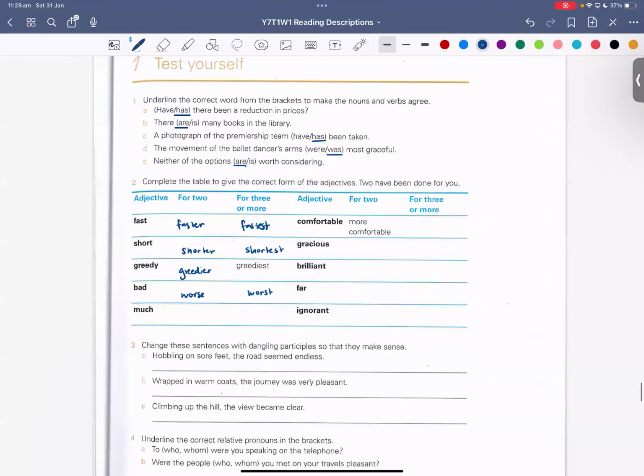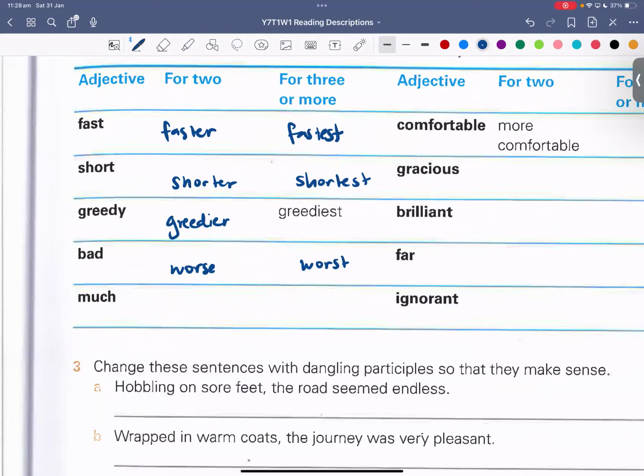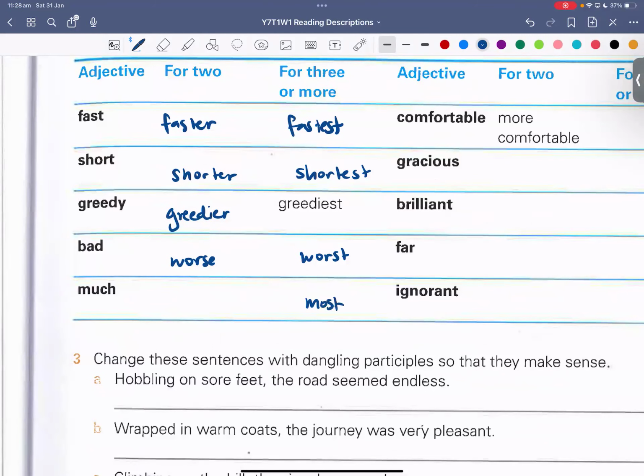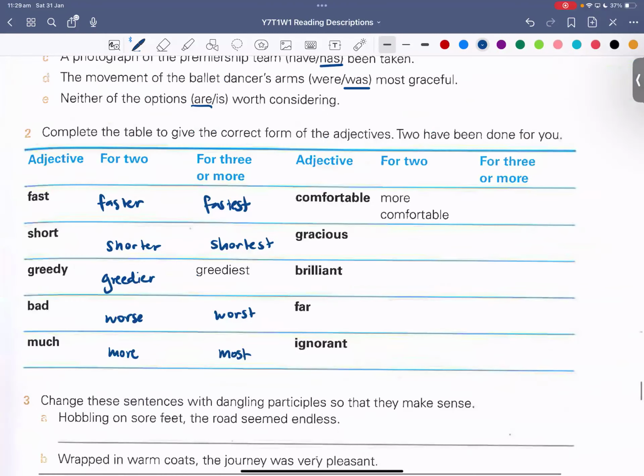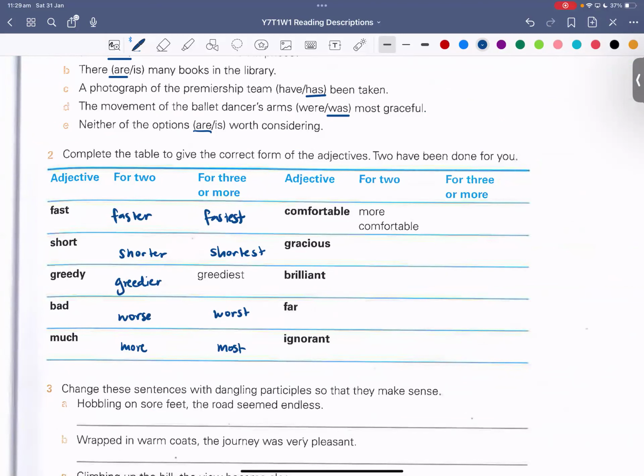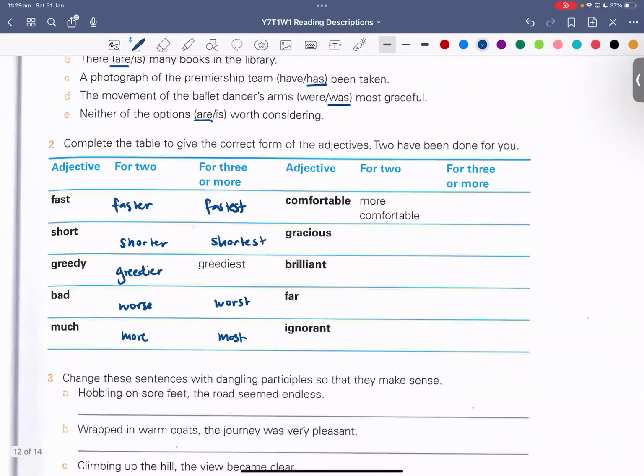Next person for much. Most is for three or more. What about between two people? More. Okay, next person for comfortable. Yes, most comfortable. So comfortable doesn't actually change. Why do we think comfortable doesn't actually change? Because comfortable already has so many syllables, like 3 syllables. That's why it doesn't make sense. So we add most or more before it.